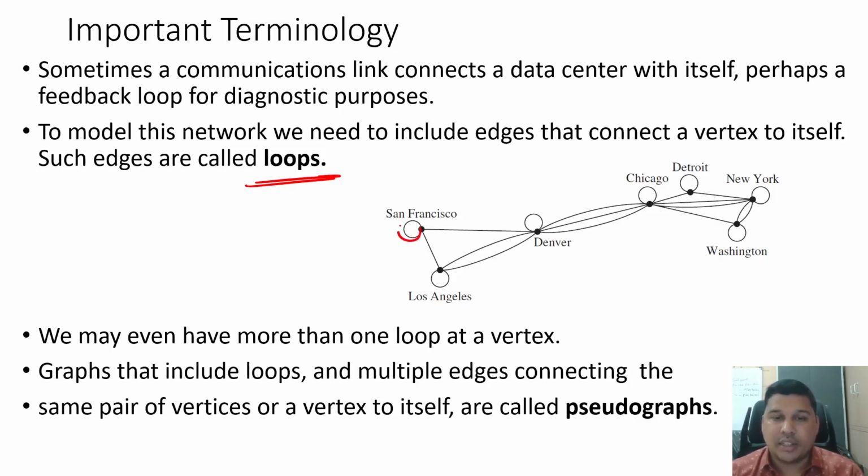If you see here, there is a self loop. From Denver, I have a self loop. So these are called loops. Okay. Now, graphs that include loops and multiple edges are called pseudographs.